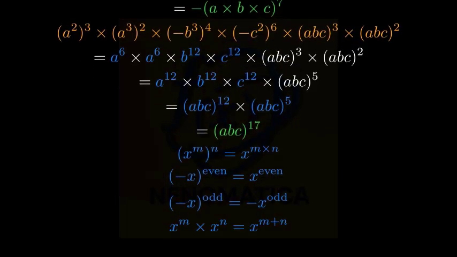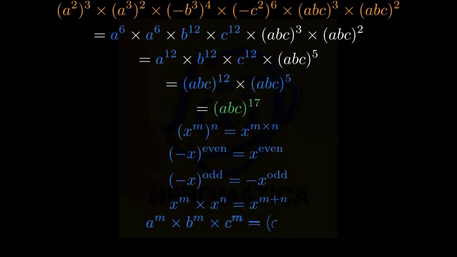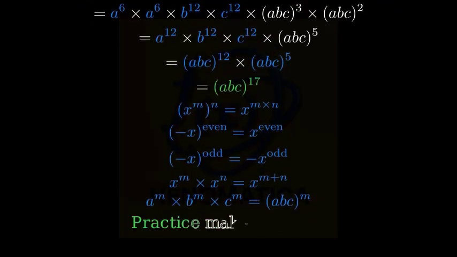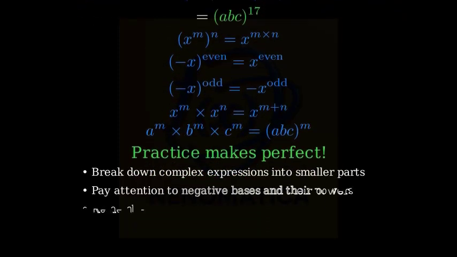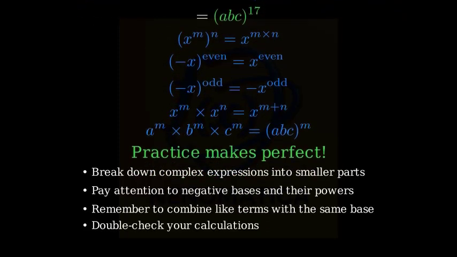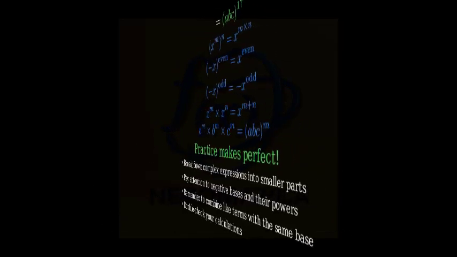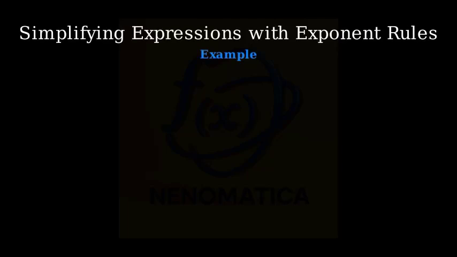Third, when multiplying terms with the same base, we add the exponents. Finally, we can factor out common bases and combine their exponents. By understanding and applying these rules, you can evaluate complex expressions involving variables with exponents. Remember to work methodically, evaluating one term at a time and combining like terms at the end. Let's solve the following problem. We need to simplify this complex expression and express it as a single power.